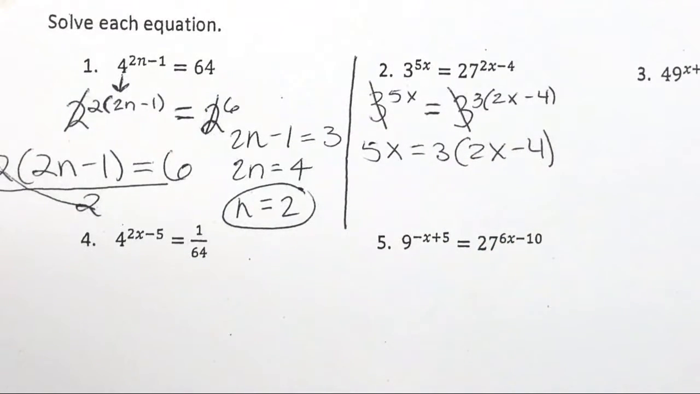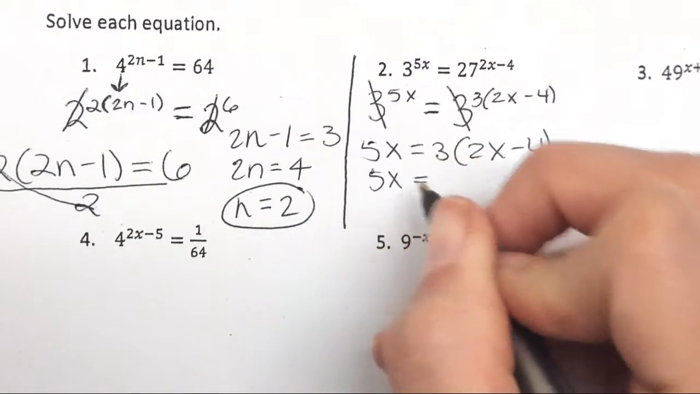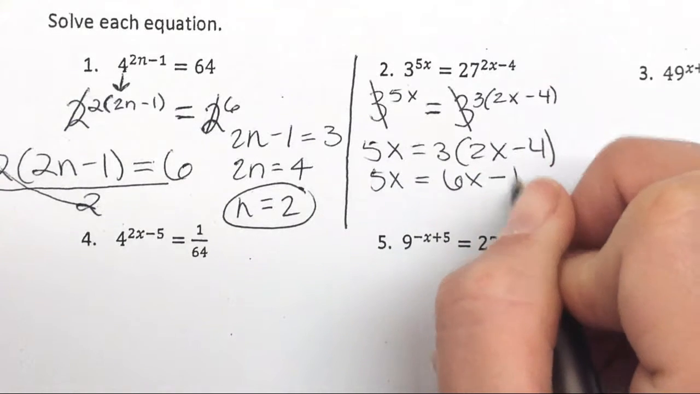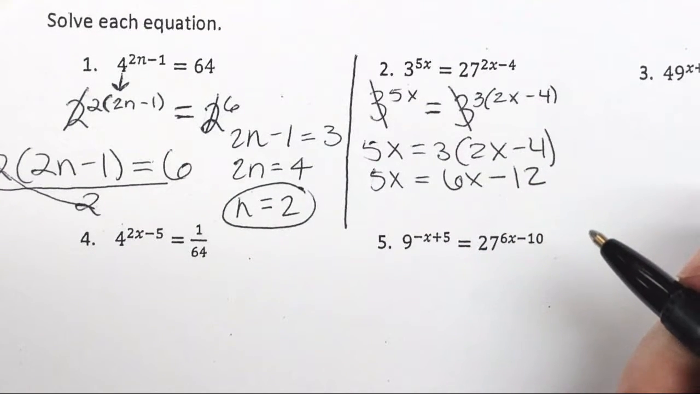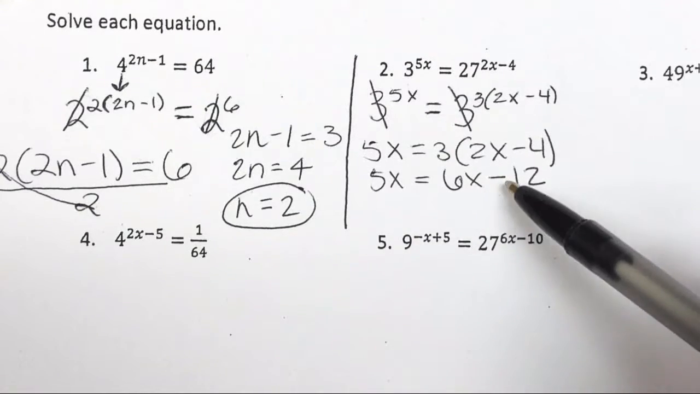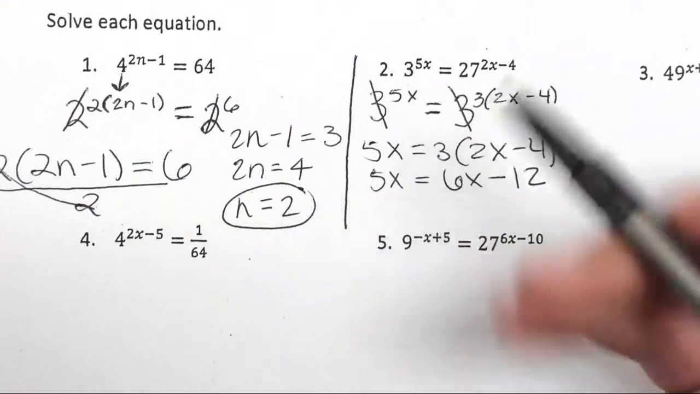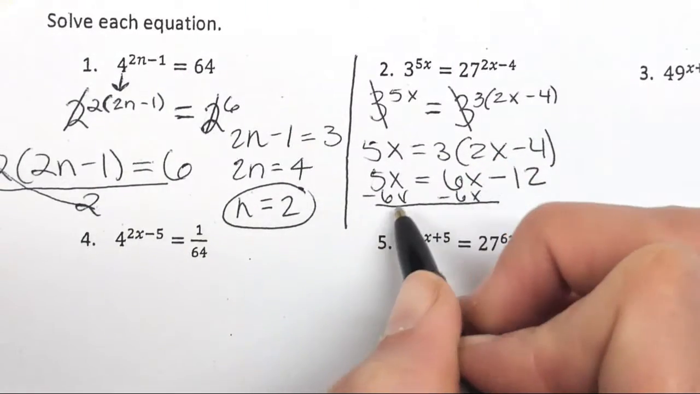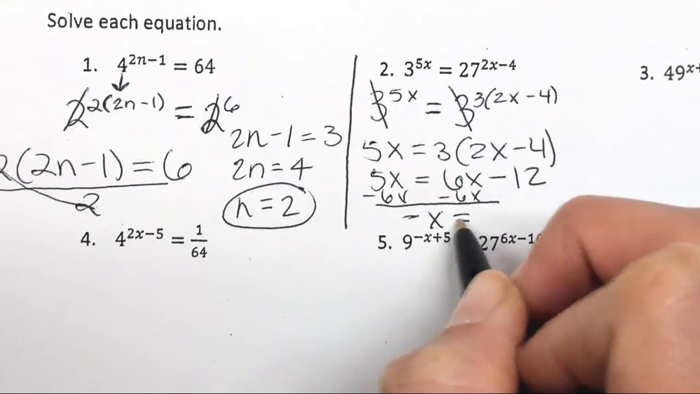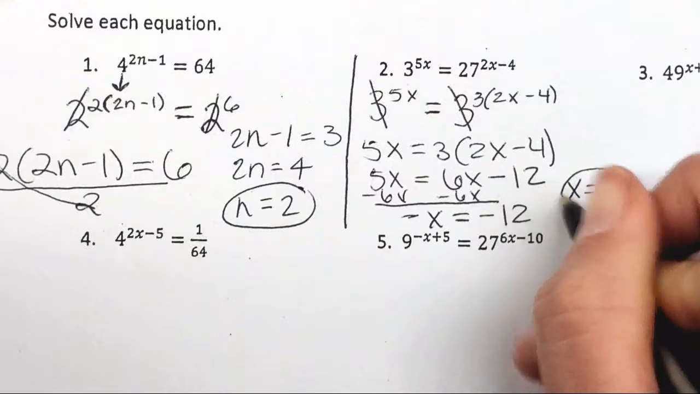What would y'all like to do first? Distribute 3? Okay. So we get 5x equals what? Now what? Okay, we could add 12 to this side, but that doesn't help us get x by itself, right? So subtract 6x, so we get what? Negative x equals, and so x equals just 12. Very good.